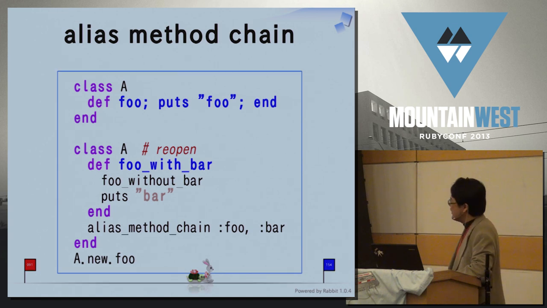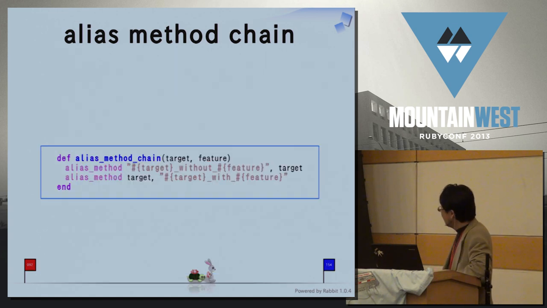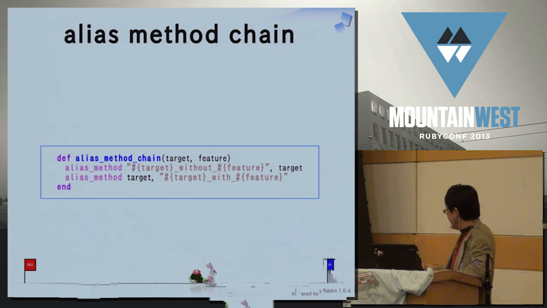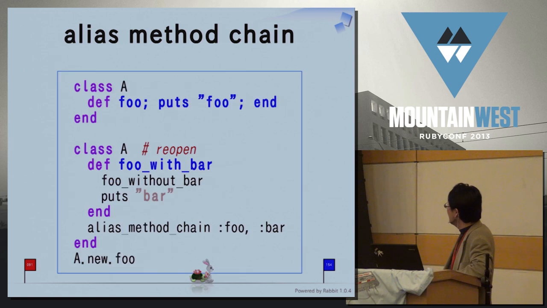The definition of alias method chain is pretty simple using metaprogramming. Rename the original method as the original method without the feature. Then rename the method with the feature as the original method, replacing the original method. So foo with bar is defined as foo, and the original foo is foo without bar. Calling foo calls foo with bar, then foo without bar calls the original foo. You can decorate the original method with the new method. Do you understand? This is pretty complicated.